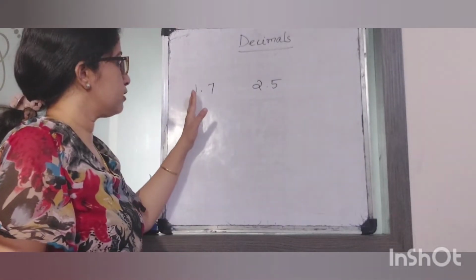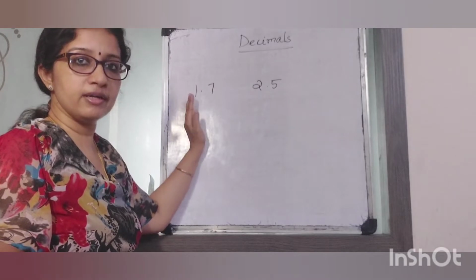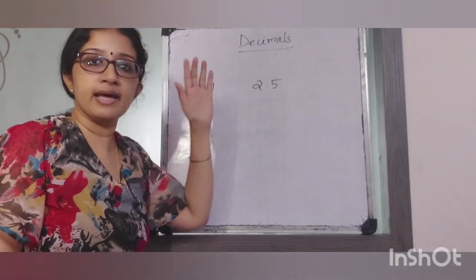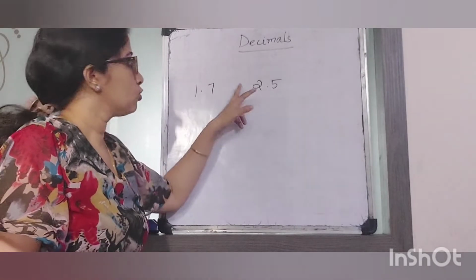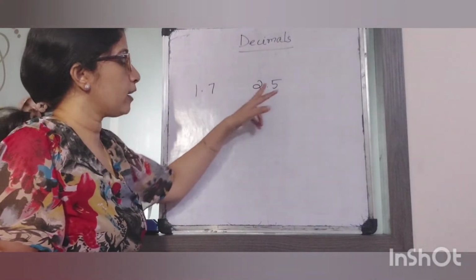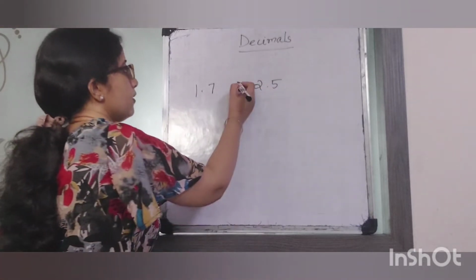Okay, so if the two digits are different, here it is 1 and here it is 2, we can directly compare the two numbers 1 and 2. Which is the greater one? 2 is the greater one, right? So 2.5 is greater than 1.7.